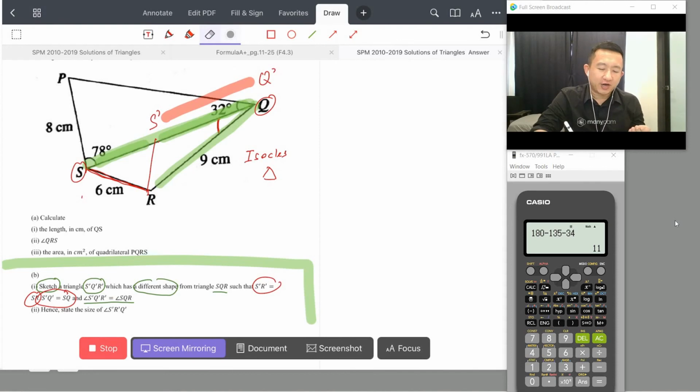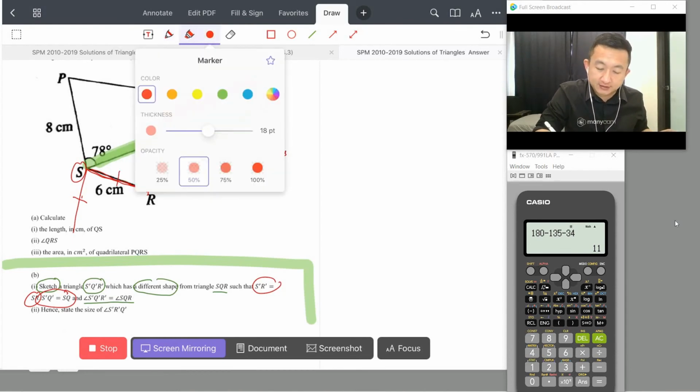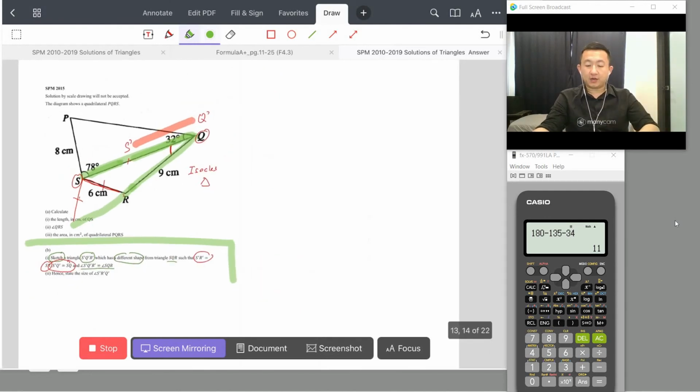You cannot draw an isosceles triangle here. So you should draw an isosceles triangle over here, and that is also 6 cm. And to make sure it makes sense, you have to extend the line of QR. Extend until it touches, and that is the shape. Okay, and now we draw it.